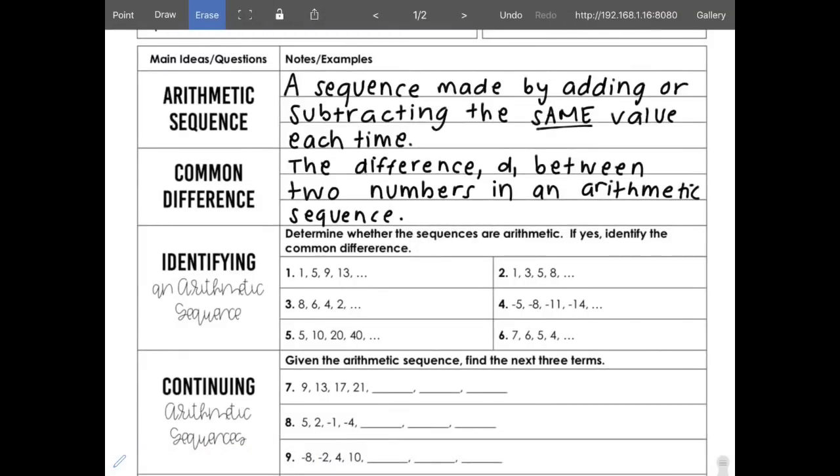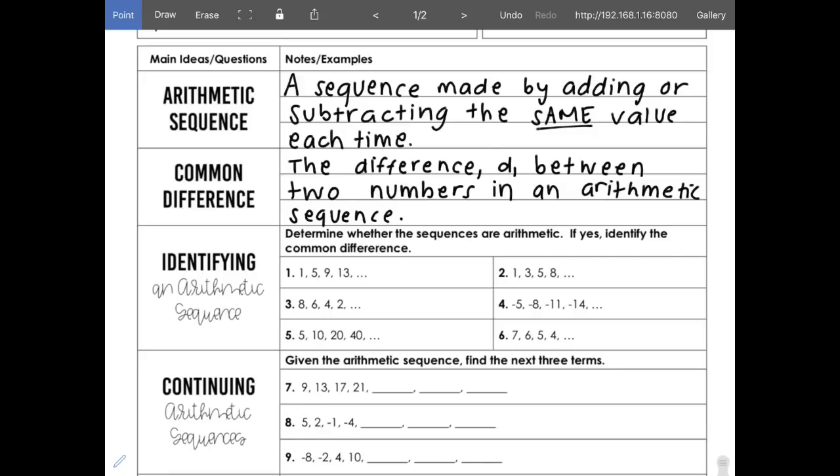Okay, so today we're going to be talking about arithmetic sequences. A sequence just looks like this. So this is a sequence, this is a sequence, all of these are sequences, okay? An arithmetic sequence is a sequence made by adding or subtracting the same value each time. So that's a key word. You have to be adding or subtracting the same value each time.